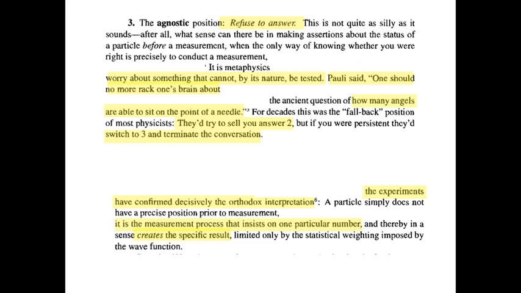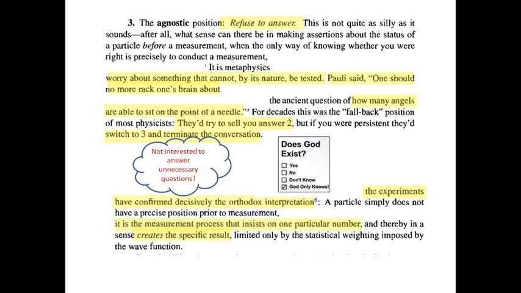And the third aspect, the agnostic position. Now, who is an agnostic? An agnostic is basically a person who is not interested in answering unnecessary questions. Say, for example, does God exist? Along with the three options, the agnostic will choose the last option: God only knows whether God exists or not. So basically, the agnostic approach is to refuse to answer.